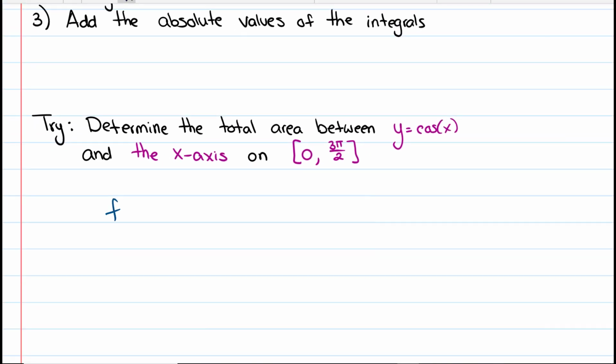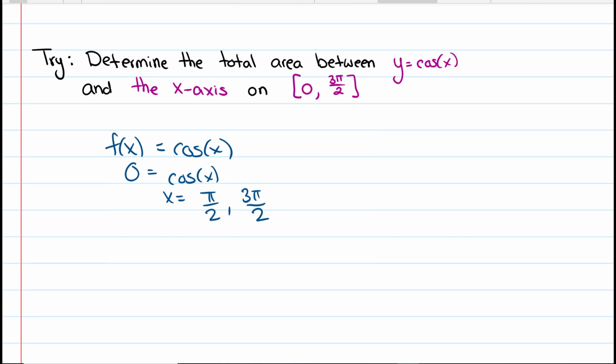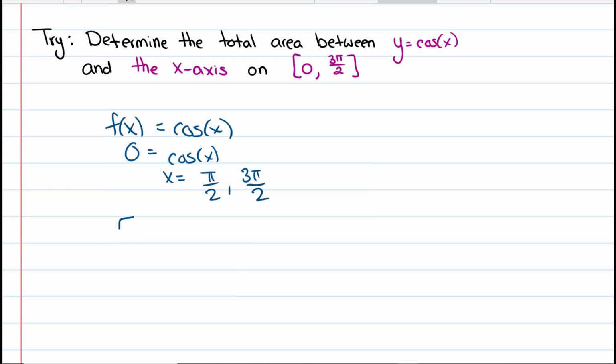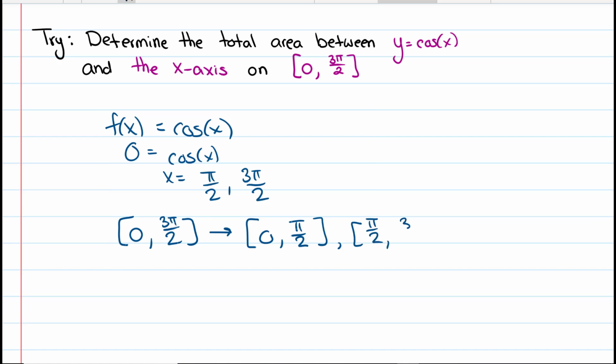So we have f of x is equal to cosine of x. So what we need to do is we have to find the zeros. So we set the function equal to 0. So 0 is equal to cosine of x. So x is equal to pi over 2 and 3 pi over 2. These are the x values that will make cosine of x equal 0. So what we're going to do is we're going to partition 0 to 3 pi over 2 into two intervals, which is going to be 0 to pi over 2 and pi over 2 to 3 pi over 2.